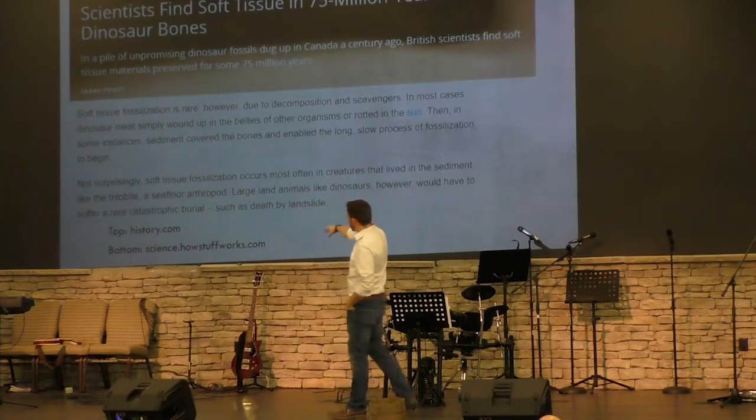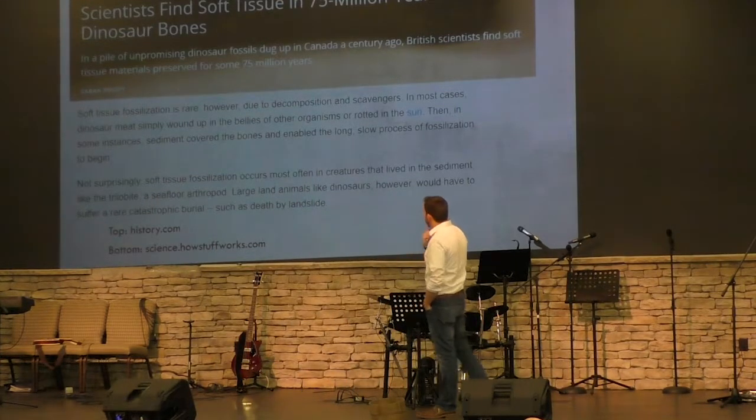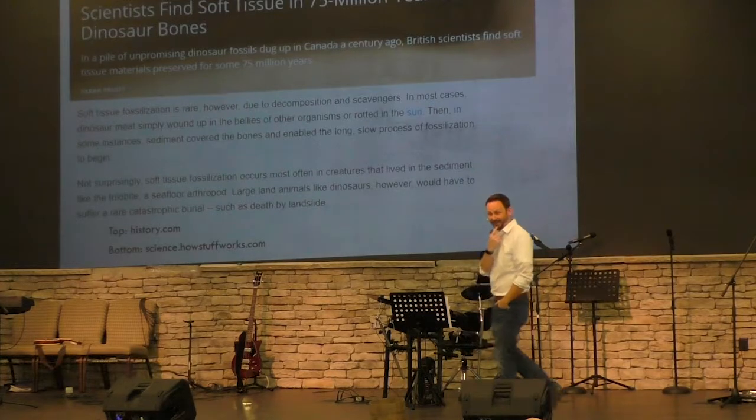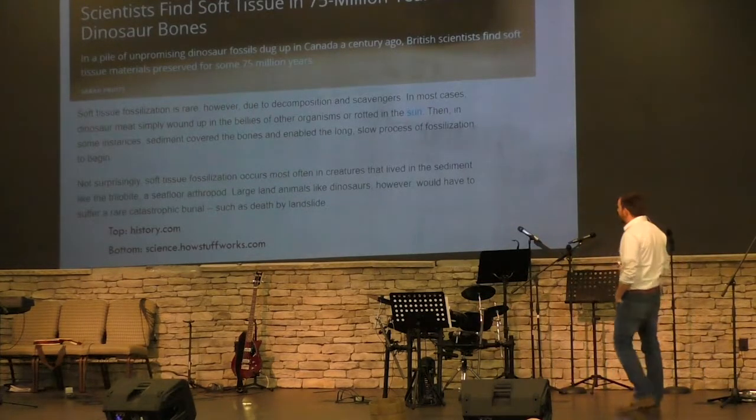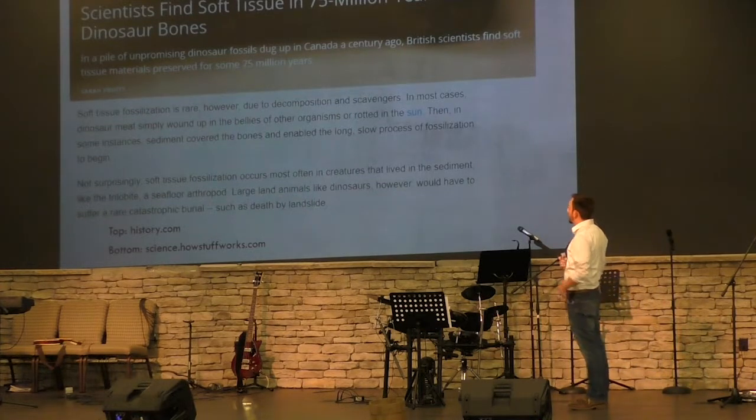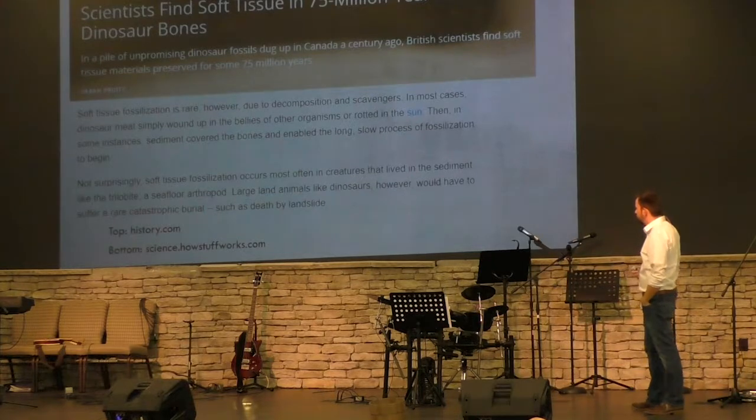This is a description from How Stuff Works here. Soft tissue fossilization is rare. Yeah, it would be. Soft tissue fossil, those terms don't go together. However, because of decomposition and scavengers, that's why you don't find them. In most cases, dinosaur meat just wound up in some other critter, because they ate it or it rotted. Then in some instances, sediment covered it up and allowed fossilization to begin. Not surprisingly, soft tissue occurs most often in creatures that lived in sediment, like the trilobite, a seafloor arthropod.